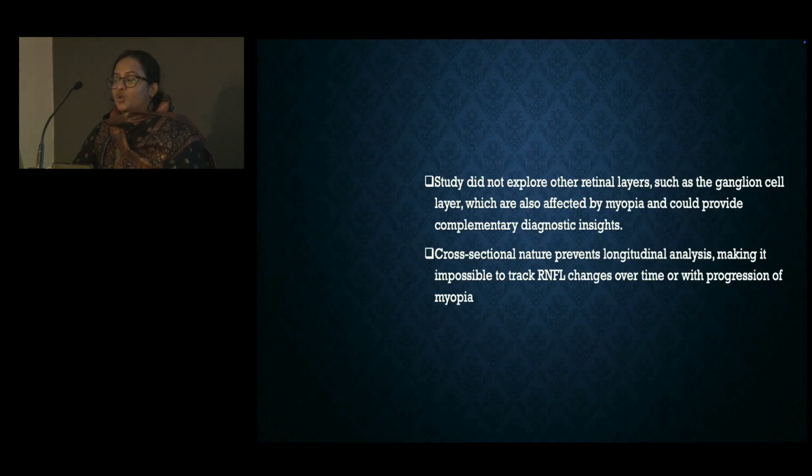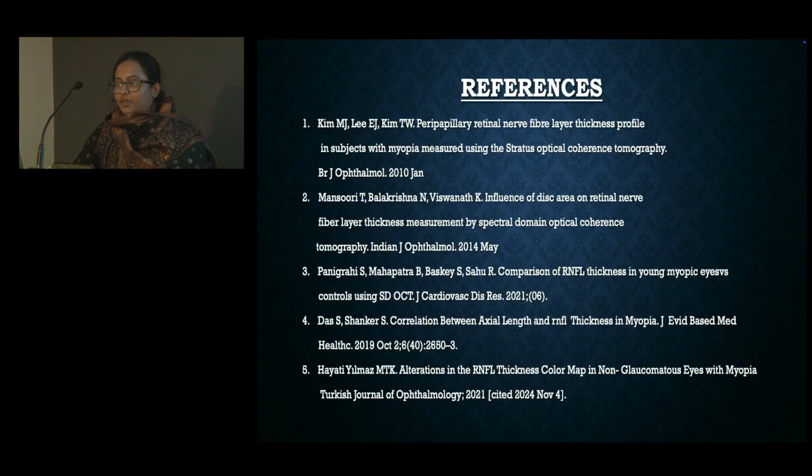And this study does not evaluate other retinal layers such as the ganglion cell layer, which are also affected by myopia and could provide complementary diagnostic insight. And it is cross-sectional in nature, which prevents longitudinal analysis, making it impossible to track RNFL changes over time or with progression of myopia. These are the references.